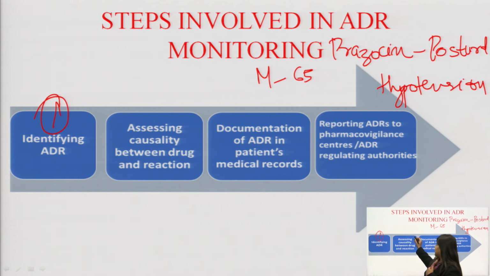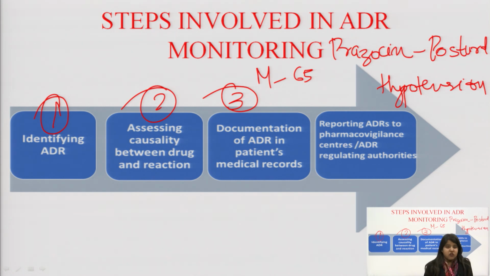The next step is to assess the causality. How do we assess the causality? There are a number of causality assessment scales which help in assessing that, right. Again, we will be discussing these 2 points in detail in later slides. The third step is, once we have found out that the patient is suffering from an ADR, what do we do? We document it. We have to document.